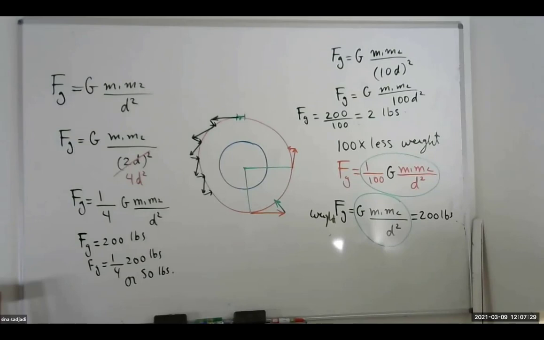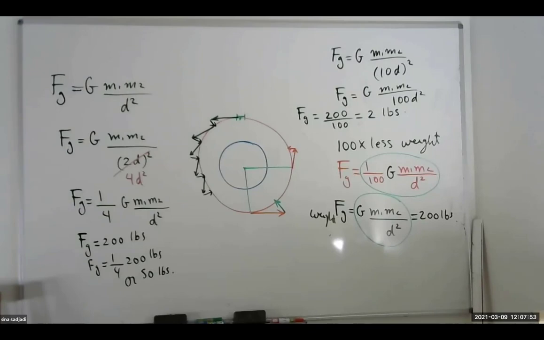Second thing I was going to ask you is, let's say you weigh 100 pounds and you move away from the surface of the Earth, say twice the distance. Well, then you say 2 times 2, 4 times less weight. So if you're 100 pounds, you'd be 25 pounds.